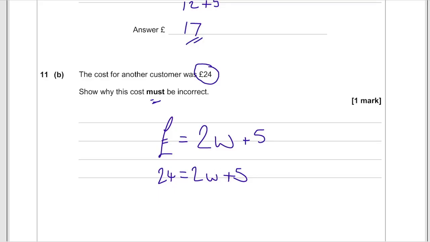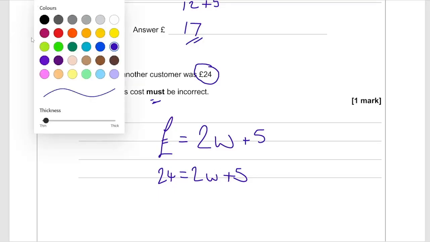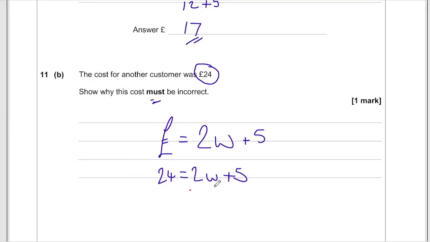So what I need to do is solve the equation for W, find 1W. So do the opposite by taking away 5 each side. That's going to give me 19 equals 2 lots of W, and then because I want 1 of them, divide through by the number in front, or the coefficient. That gives me W equals, and 2 doesn't go into 19 as a whole number, it goes in 9.5 times.